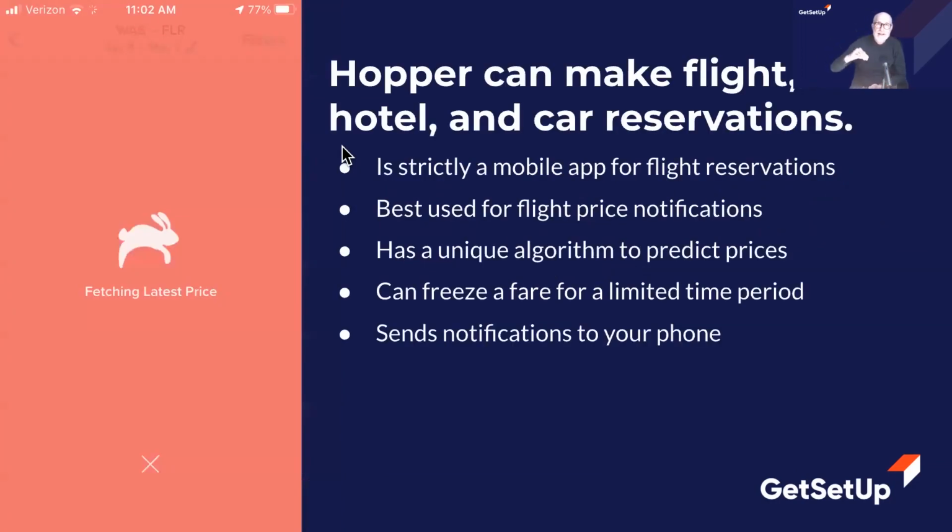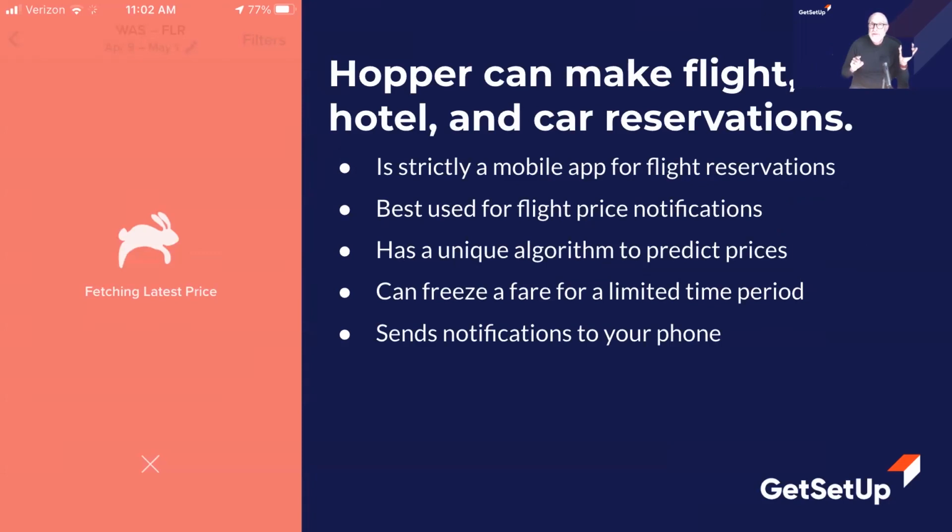Let me just say a few more things just to clarify. This is in your notes, so you remember this. Hopper is strictly a mobile app. It works on Android or iPhone. Best used for flight price notifications. I don't book through it, but I use it because it notifies me every day whether I should buy, on a flight that I've been looking at. They have a unique algorithm to predict prices.